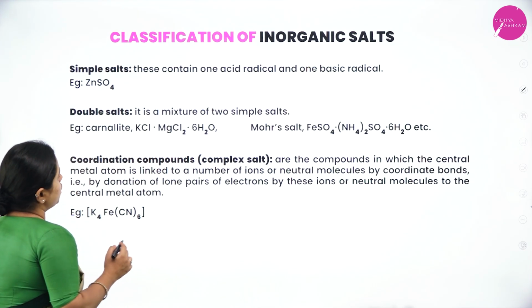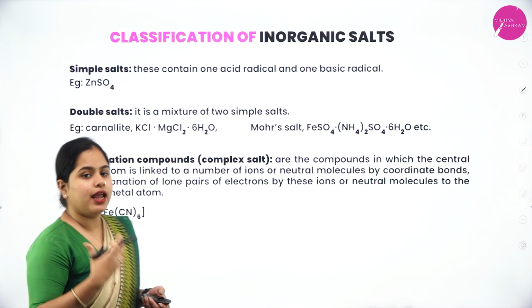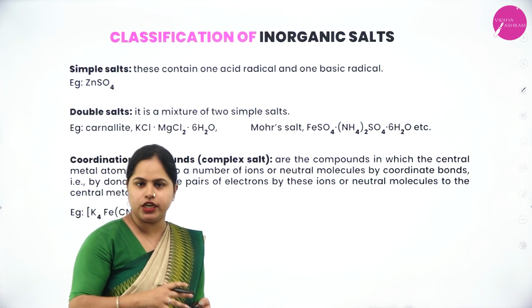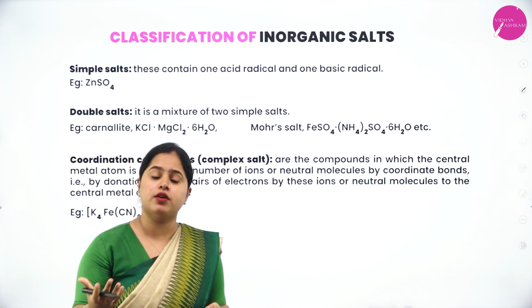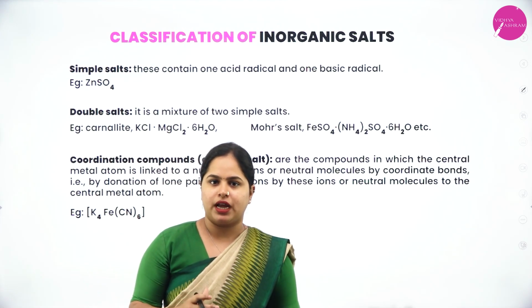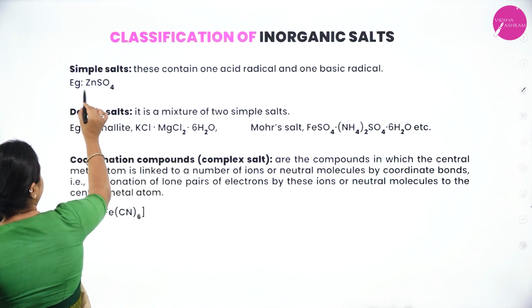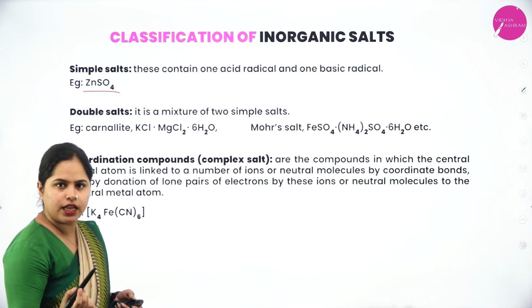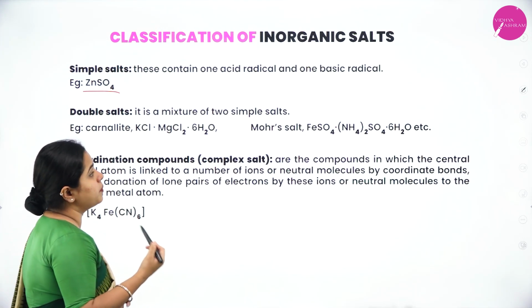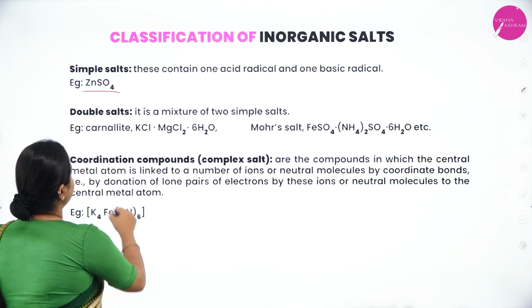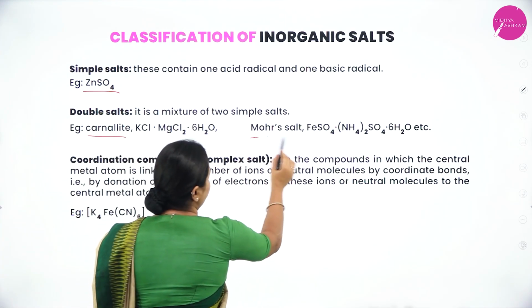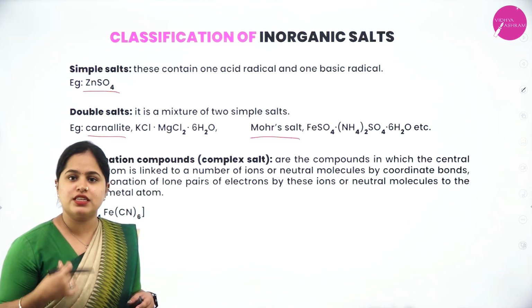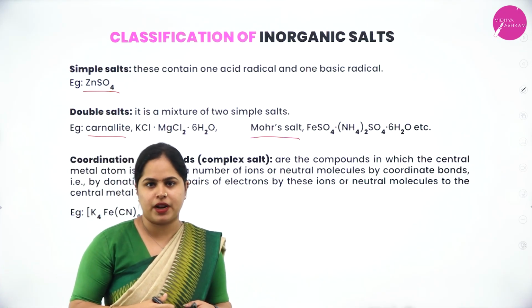Simple salts contain one acid radical and one basic radical, that is, one cation and one anion. You are already familiar with simple salts from your practicals. Zinc sulfate is an example. Zinc is the cation there and sulfate is the anion. Now a double salt is a mixture of two simple salts. One example is carnallite, another one is Mohr's salt. Mohr's salt or FAS, we have done the titration in our lab practicals.